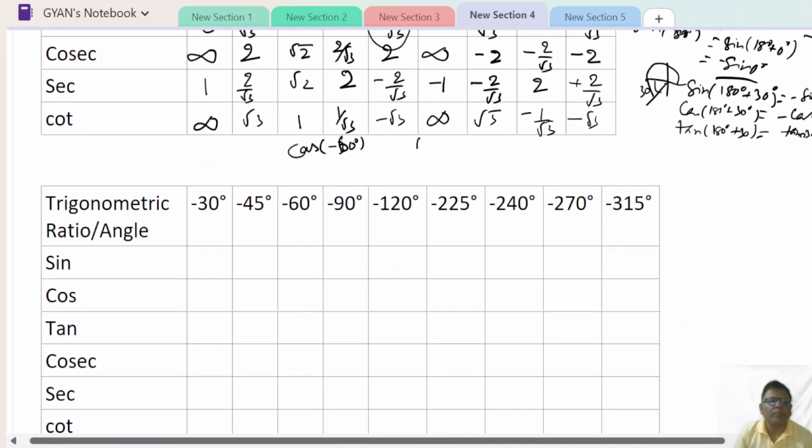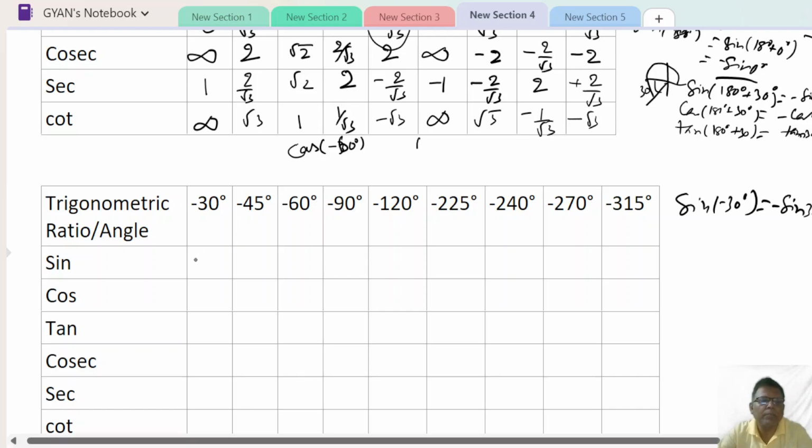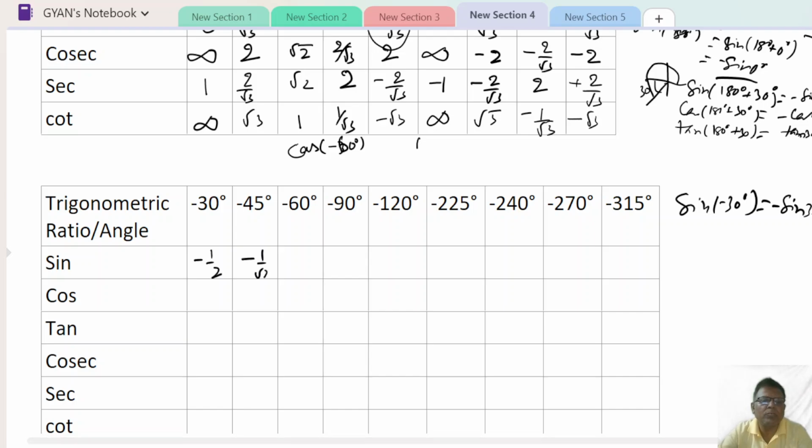Now come to the minus 30. So sine minus 30 degree is equal to minus of sine 30. So it will be minus half. Cos is root 3 by 2, and this is minus 1.